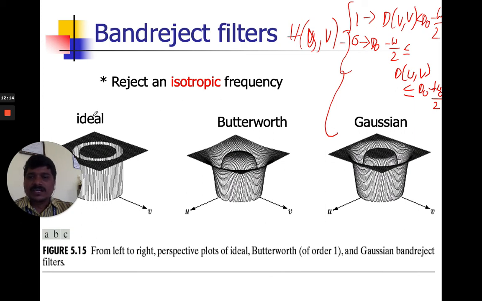Based on that, we will have the ideal band reject filter, the Butterworth band reject filter, and the Gaussian band reject filter. These plots represent order 1 for the ideal, Butterworth and Gaussian band reject filters. Okay, I hope you have understood.